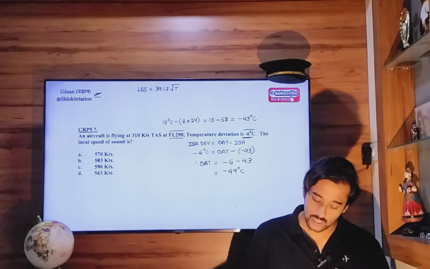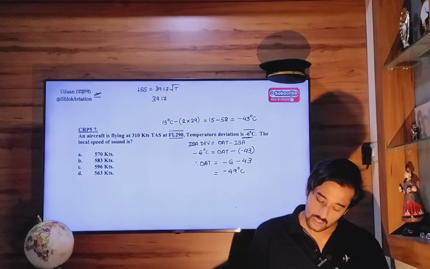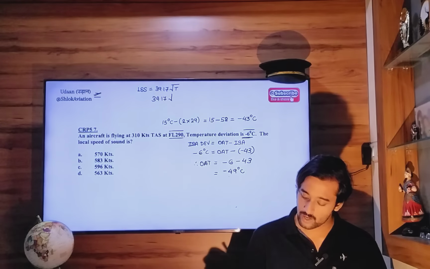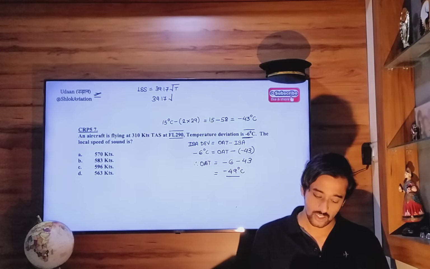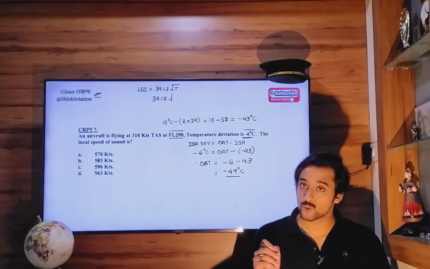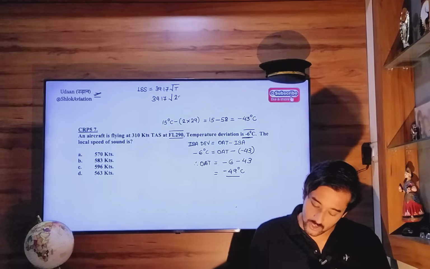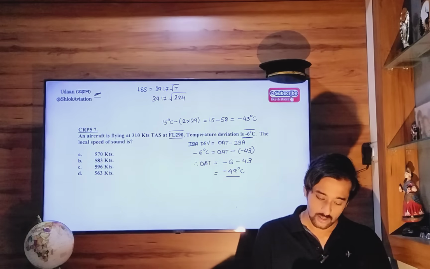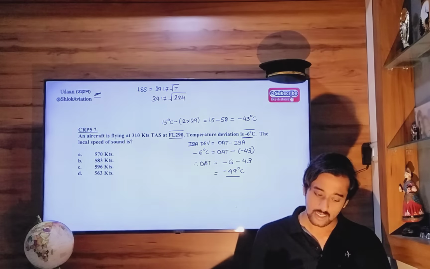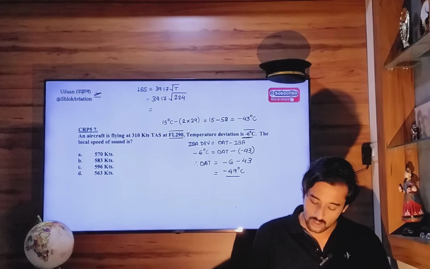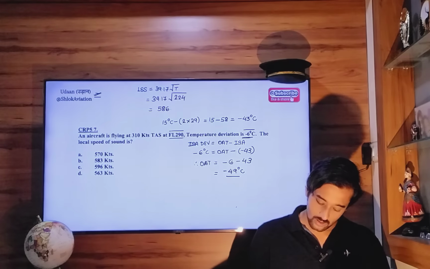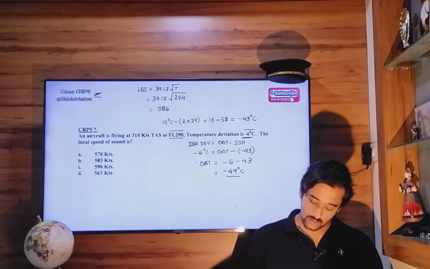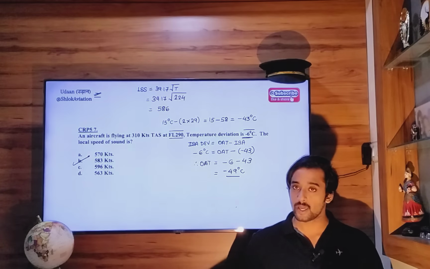Substitute the values: 39.17 square root of temperature, minus 49 degrees Celsius plus 273 is 224 Kelvin. Square root of 224 into 39.17 is 586 knots. So the correct answer here is 586, option B, the closest.